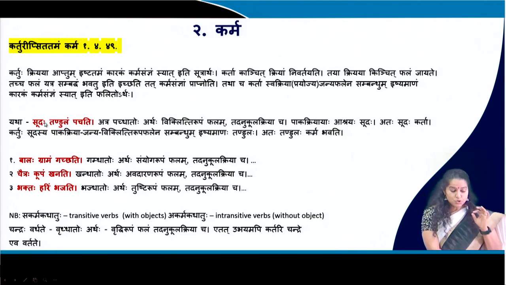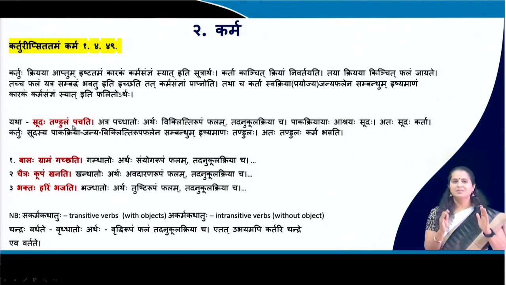Now, an example: sudah tandulam pachati. The cook is making rice. Atra pach dhatoh artha viklipti rupam phalam, tad anukula kriya cha. Every time they talk of a verb, you will get the phalam and the kriya aspect of it. So what is the phalam here? What does pach imply? Viklipti rupam phalam. There is cooking and a transformation of the grain into rice. This is the fruit, the result. Tad anukula kriya: the action is also part of it, the process. Paka kriyayaha ashrayah sudah. The action of cooking is taking place in the sudah, the cook.